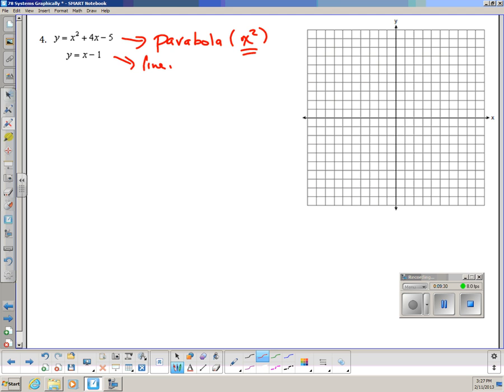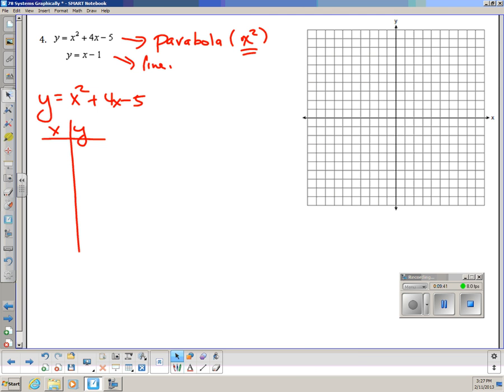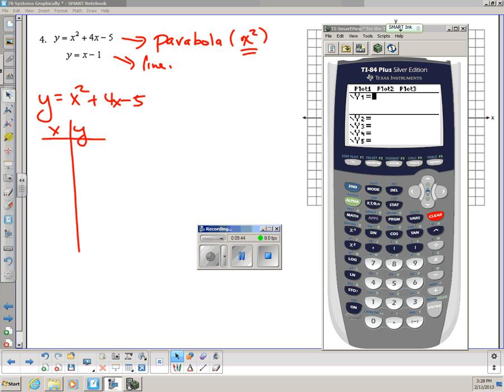So to graph the parabola, we use the calculator. So I have my y equals x squared plus 4x minus 5. And I look for the pattern on the calculator. So I'm going to go to my calculator, which I don't have open up. So I have my calculator open now, and I'm going to press the y equals button, and I'm going to type in x squared plus 4x minus 5.